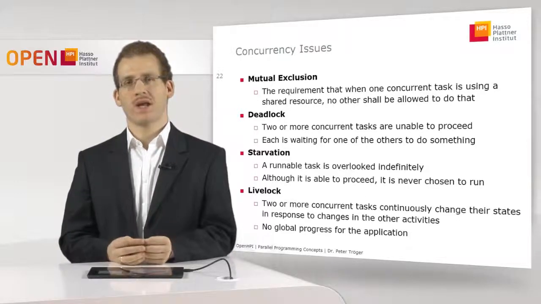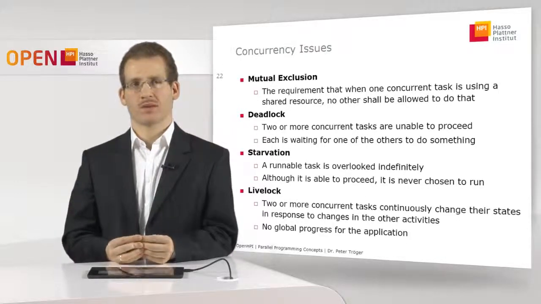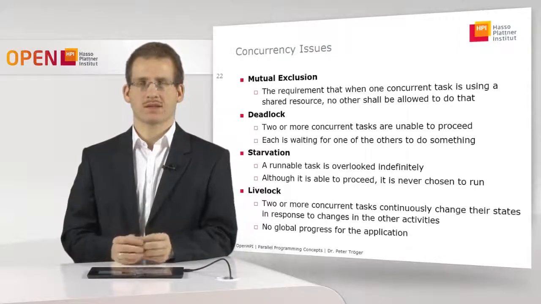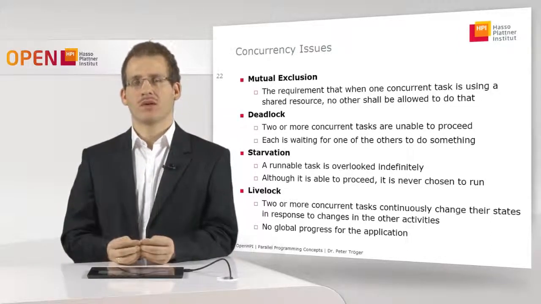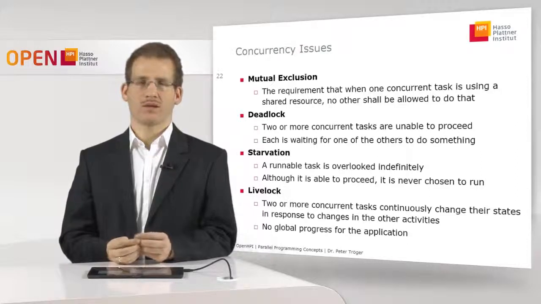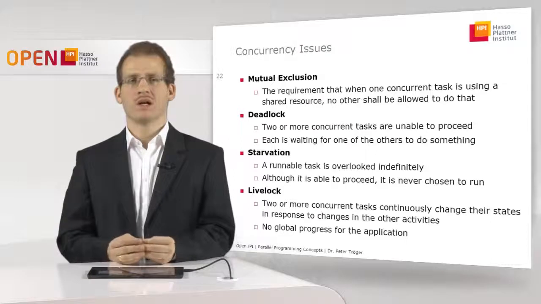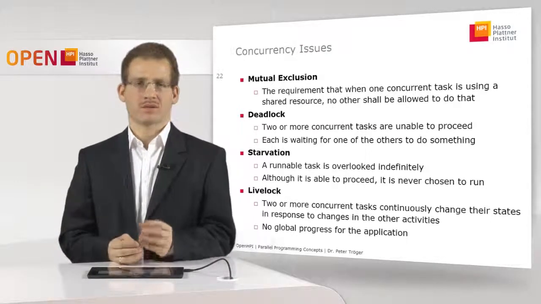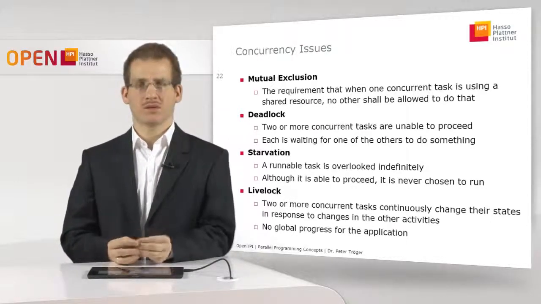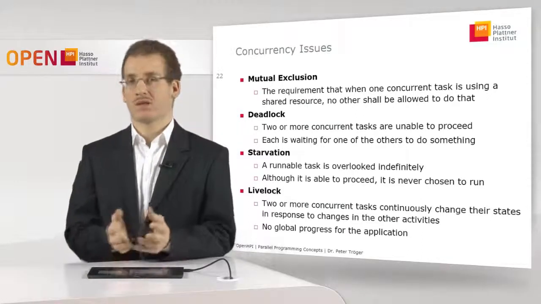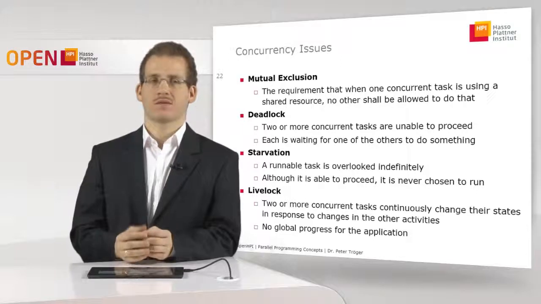The second thing we have in concurrent programming is deadlocks as a possibility, where none of the tasks is able to proceed anymore. Starvation is a problem where a running task, a task that would be able to do some concurrent work, is overlooked indefinitely, so it has no chance to actually use the processing element, to use the resource, and this leads to the fact that the overall application, the concurrent application, cannot finish.